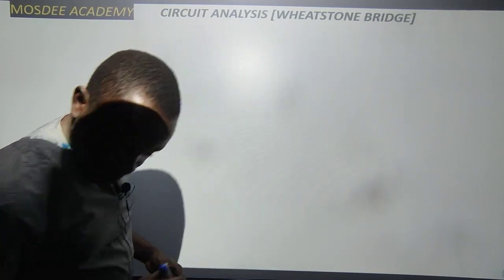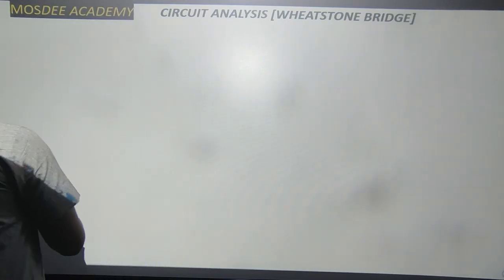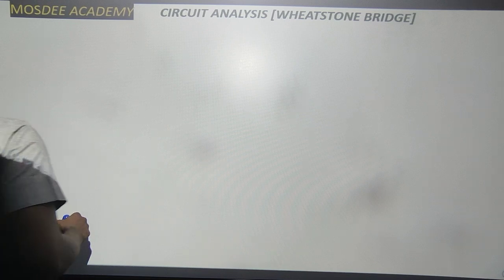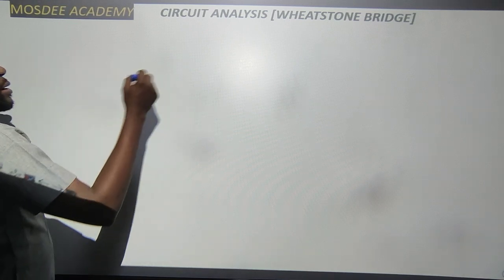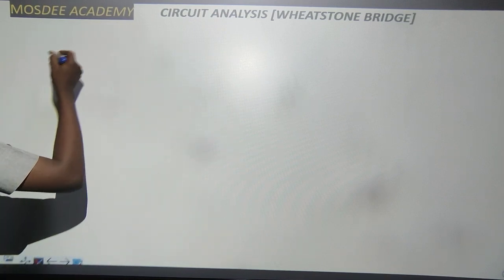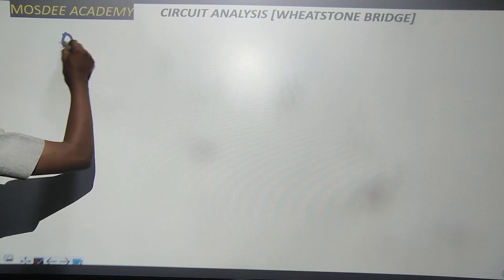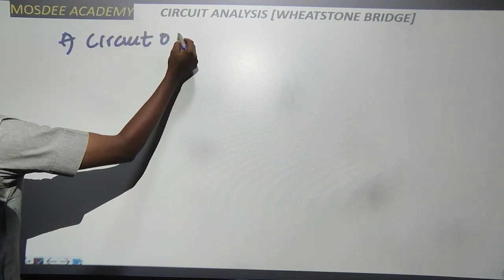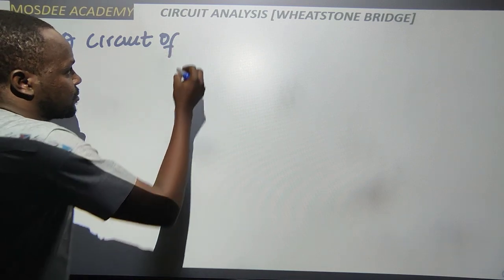What do you call a Wheatstone bridge? A Wheatstone bridge is simply, we can write for understanding's sake, a circuit of five resistances.